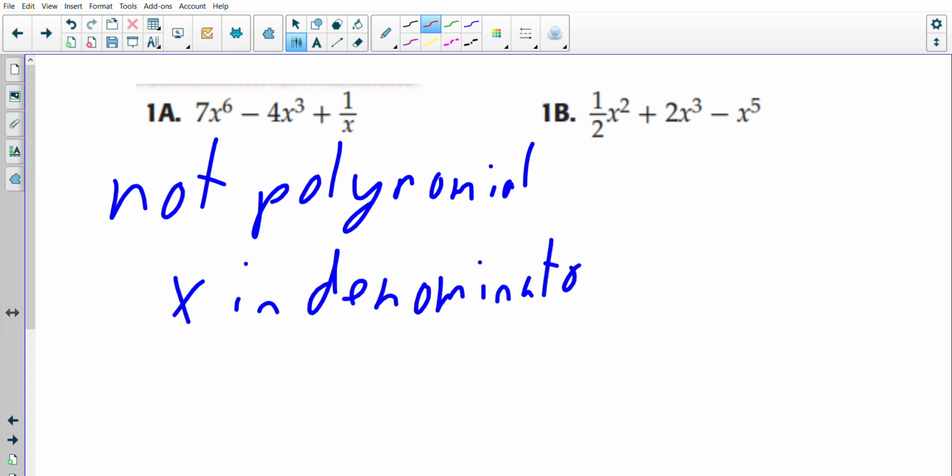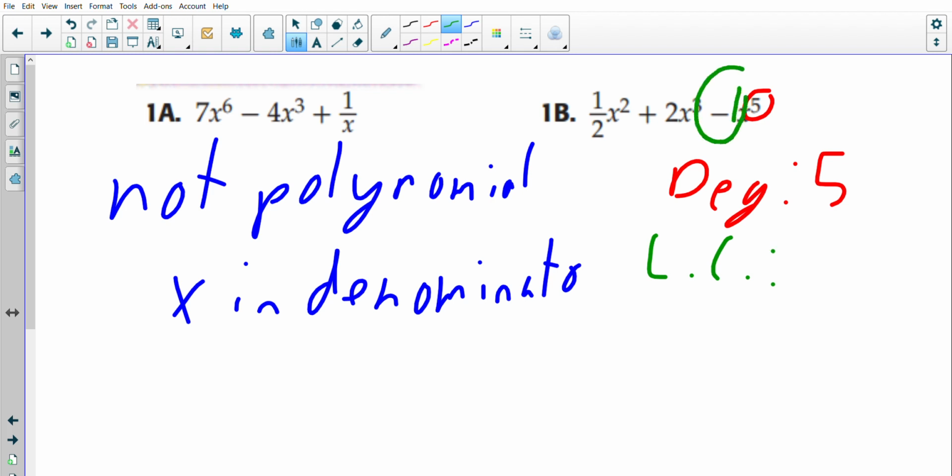Okay, next one. 1/2 x squared plus 2x cubed minus 5x, or x to the fifth, excuse me. So now there's only one variable, no negative exponents, no variables in the denominator, so we're all good. So our degree is the highest power, which would be 5. Then our leading coefficient is the number always in front. There's a hidden one, so it's actually -1. Okay, so it's that easy to identify.